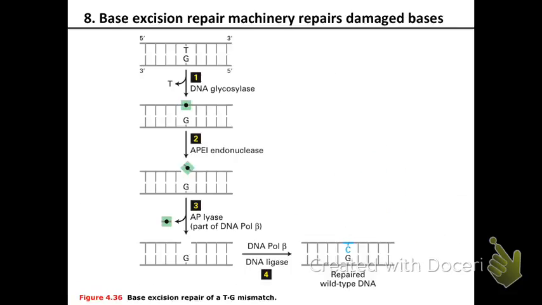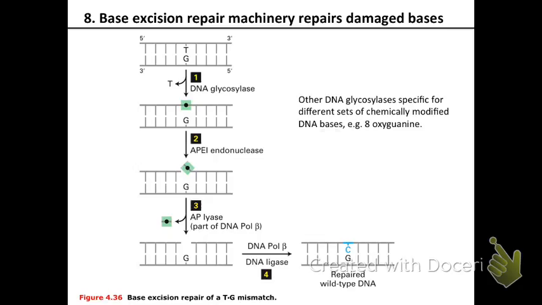All right, how does this work? The machinery that does base excision repair is called base excision repair machinery. It repairs damaged bases. There's a whole bunch of DNA glycosylases that are specific for different sets of chemically modified DNA bases. There is a glycosylase for oxoguanine, and there is a glycosylase that will recognize abasic sites. These are sites that have the sugar phosphate bond but don't have the purine or pyrimidine.